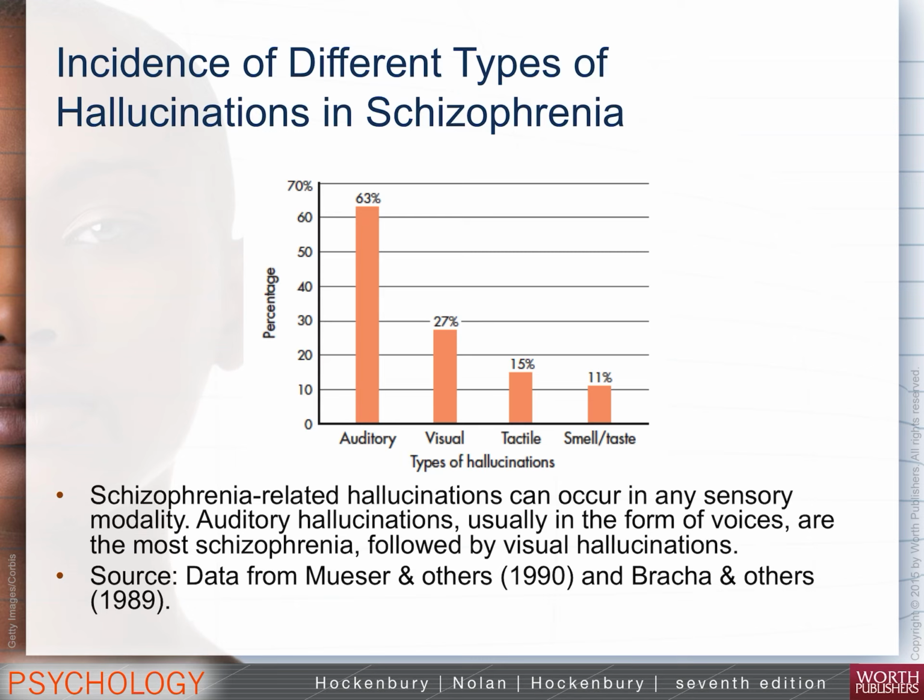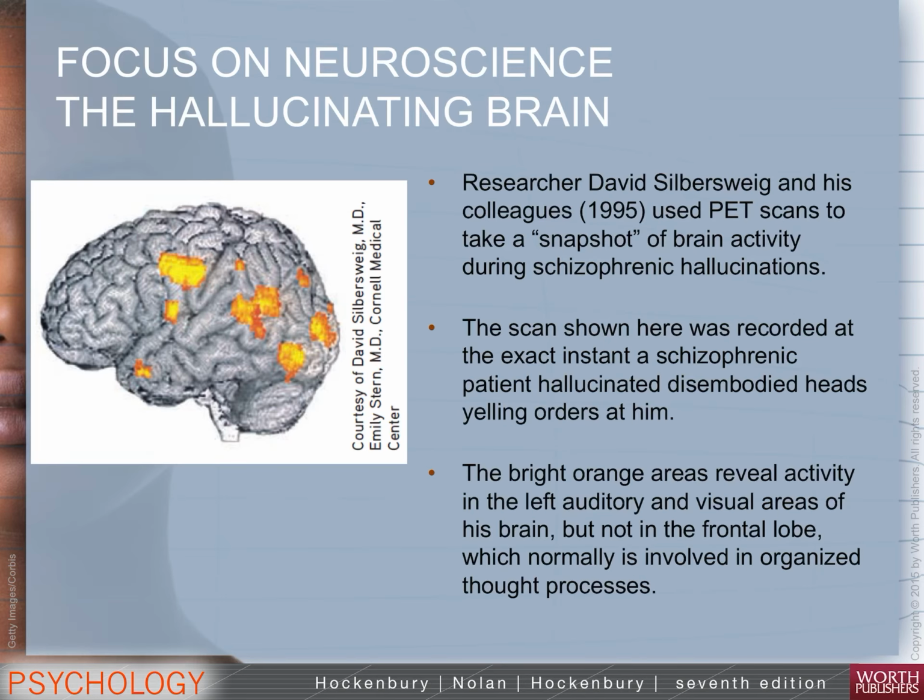So they may be eating their food and then suddenly they go, oh my goodness, someone's trying to poison me. And they might actually taste something that's off, something that to them is poisonous. And they might smell gas and say somebody's trying to poison me. Someone's trying to kill me. Someone's trying to harm me. And so this can be really scary for a person to experience.